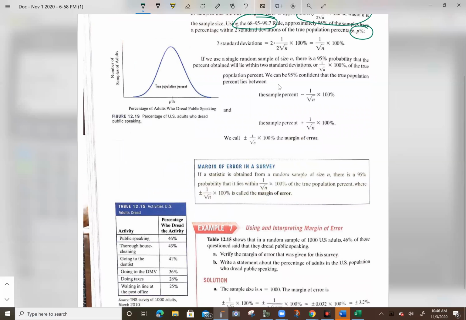When they do all of this math, they call that the margin of error. And when reduced down, the margin of error is plus or minus that. So if you're looking at this percent up here, your margin of error would be plus or minus that.